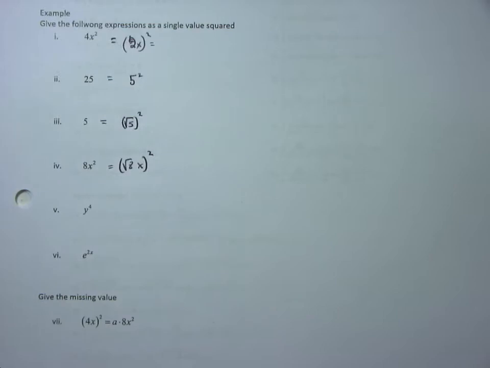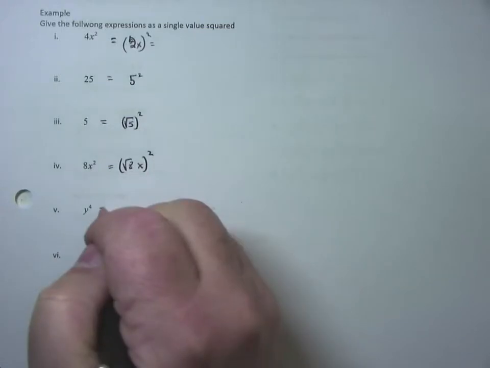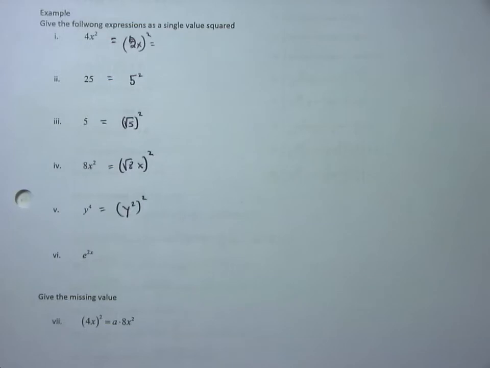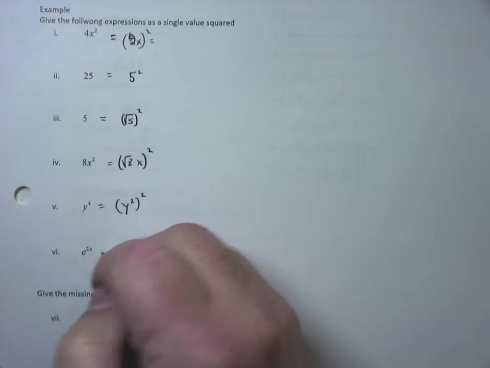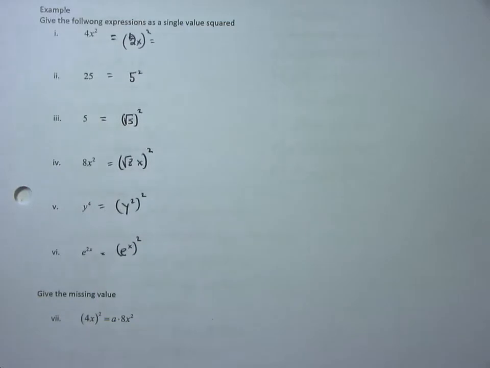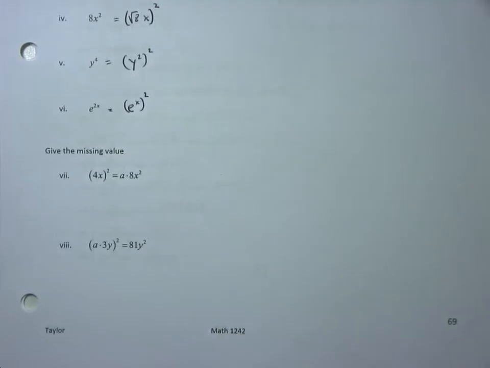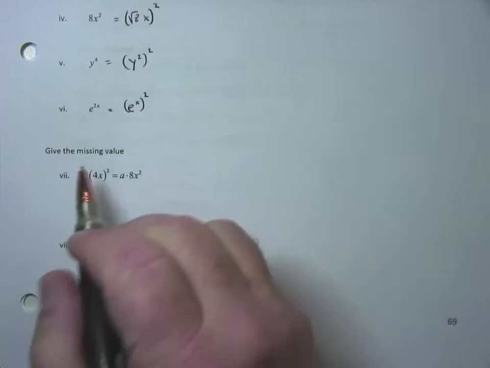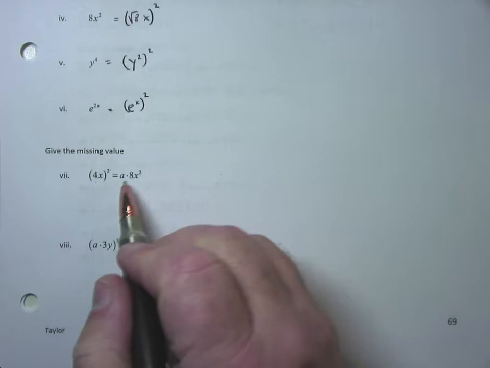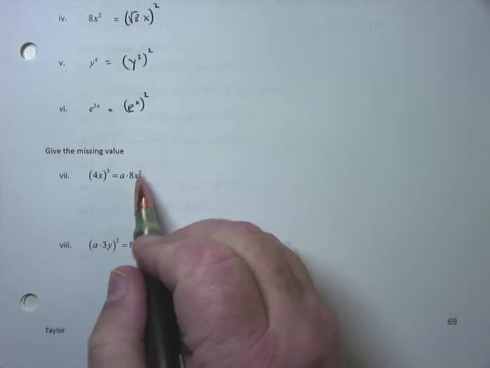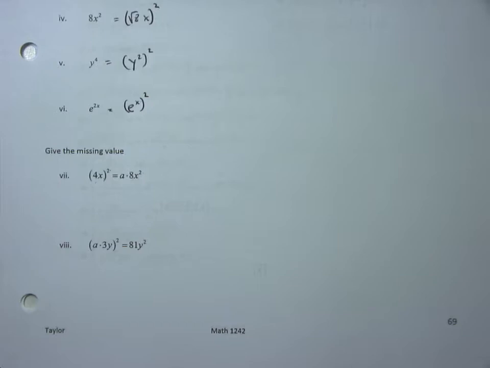What about this dude? This is always one of the tough ones. What about y to the 4th? What is that going to look like with something squared? You got it. Y squared squared. And here's the one we just discussed a few seconds ago. What about e to the 2x? E to the 2x is the same thing as e to the x squared, because power to a power, you multiply. Okay? In terms of cleaning this kind of stuff up here, you're supposed to figure out what must the constant be here. If you got 4x quantity squared, and you're supposed to be looking like a times 8x squared, what does a have to be? Well, no.